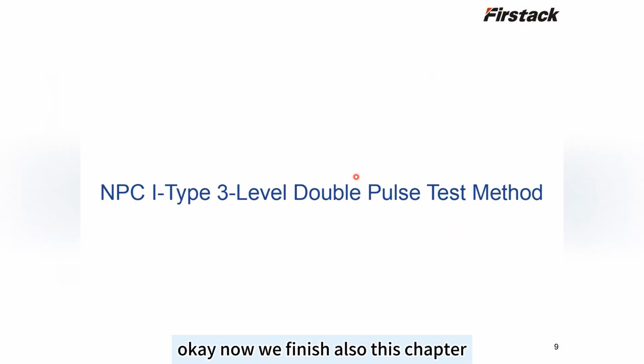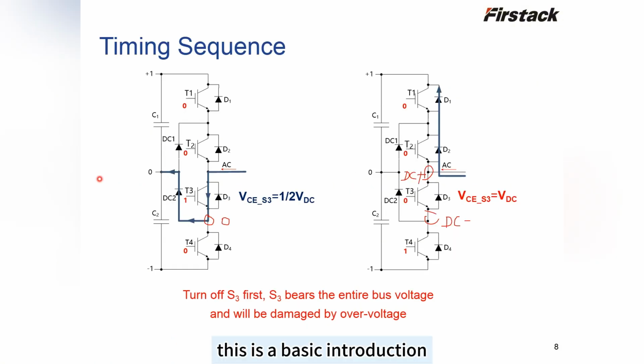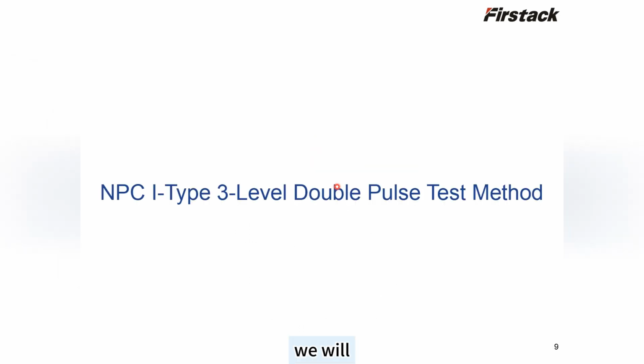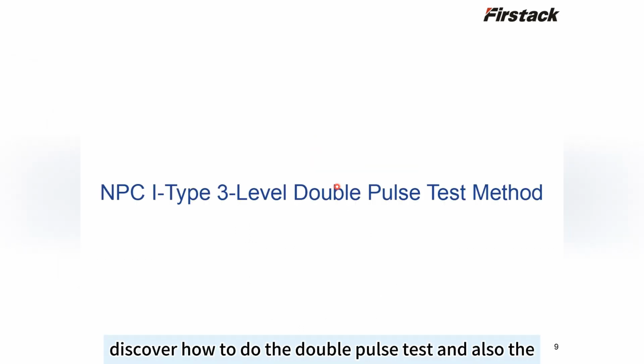Okay, now we have also finished this chapter. This is a basic introduction of I-type, including the operation status. In the next chapter, we will discover how to do the double pulse test and also the SC test.